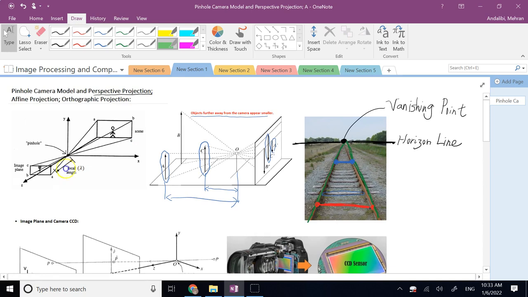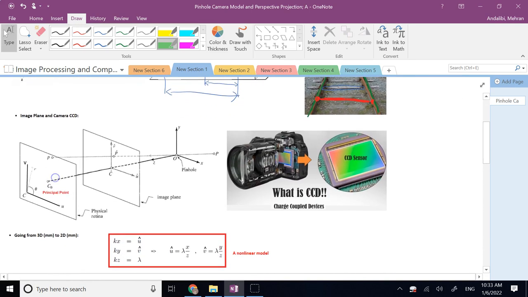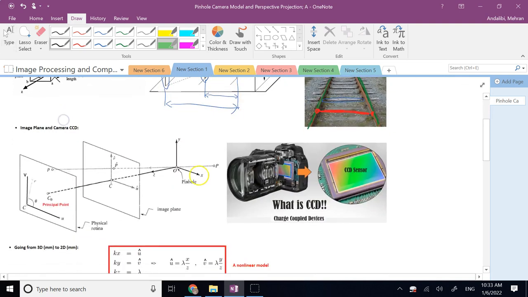Okay, now let's get a little bit more into the details of this pinhole camera model and perspective projection, both in terms of the technical detail and in terms of the mathematics. So, how do we quantify this projection? The first thing is the frame that you attach to the camera. Each camera has a frame attached to it, not a physical frame, a virtual frame. And the X and the Y of that frame are parallel to or on the image plane.